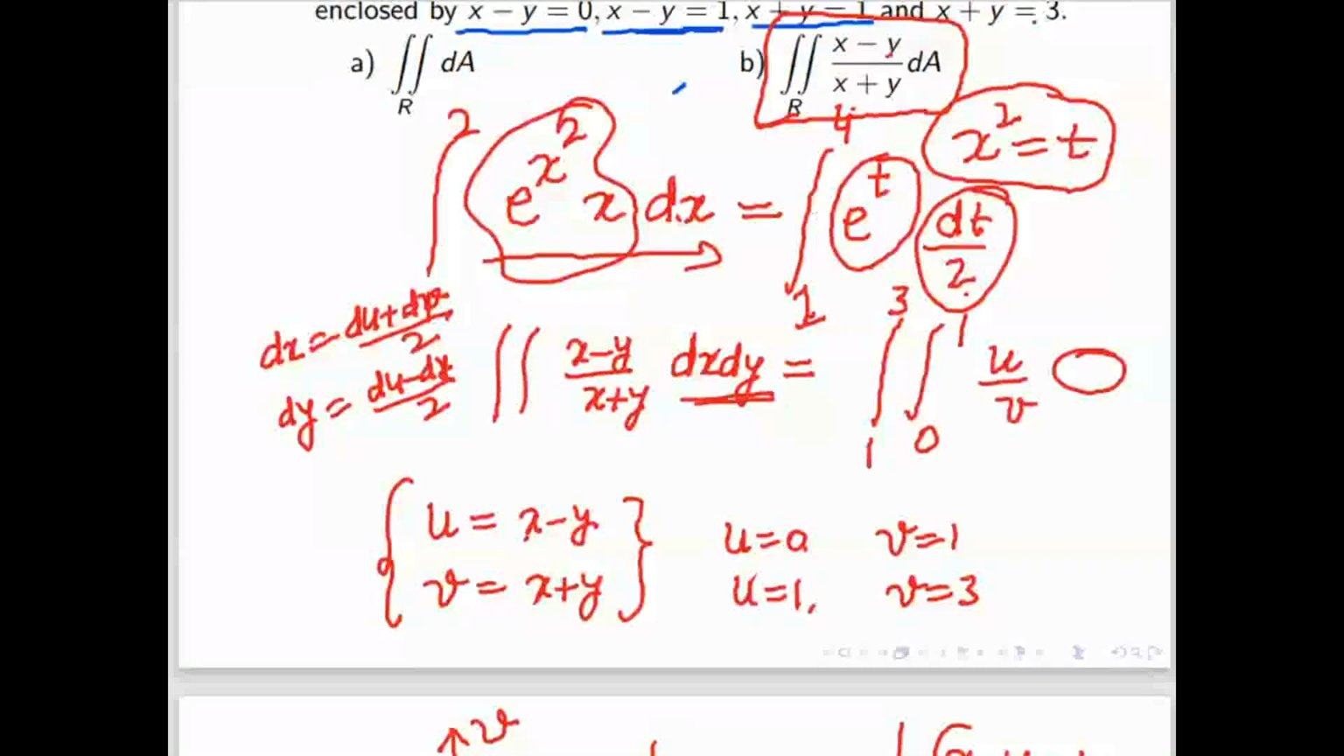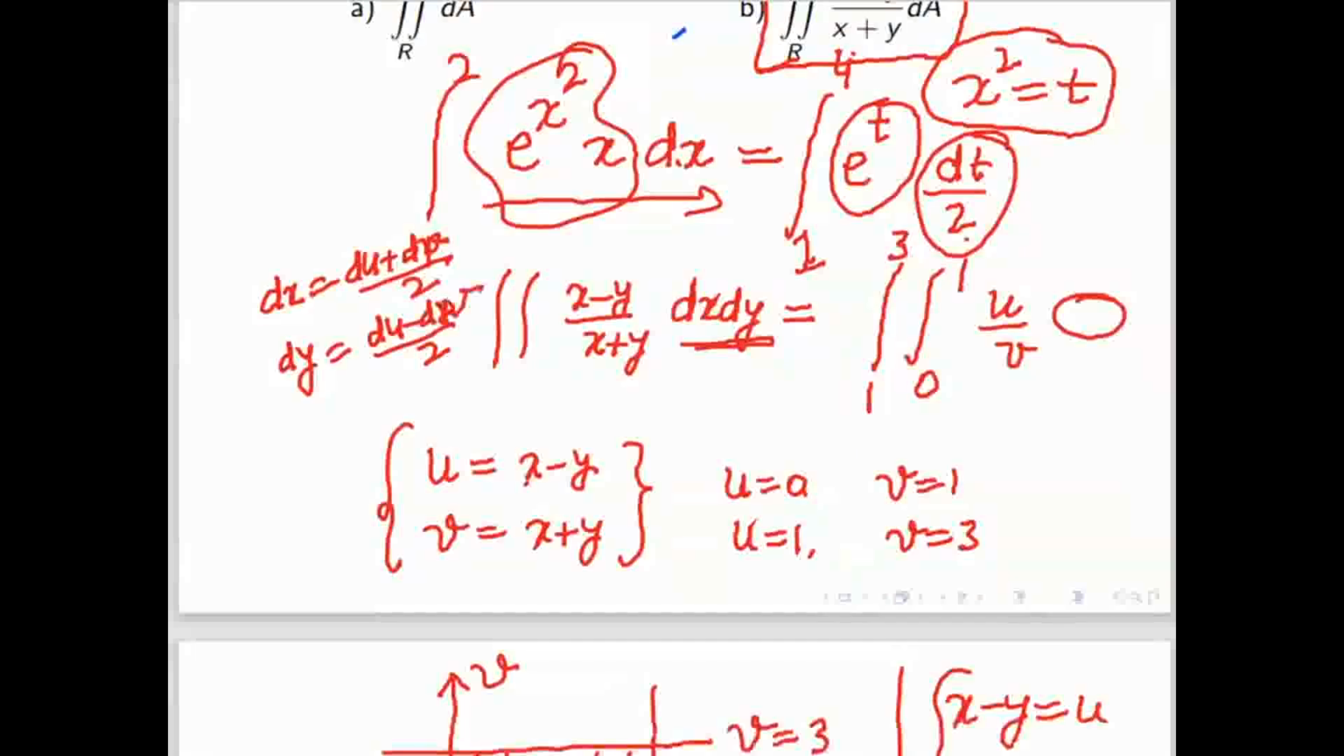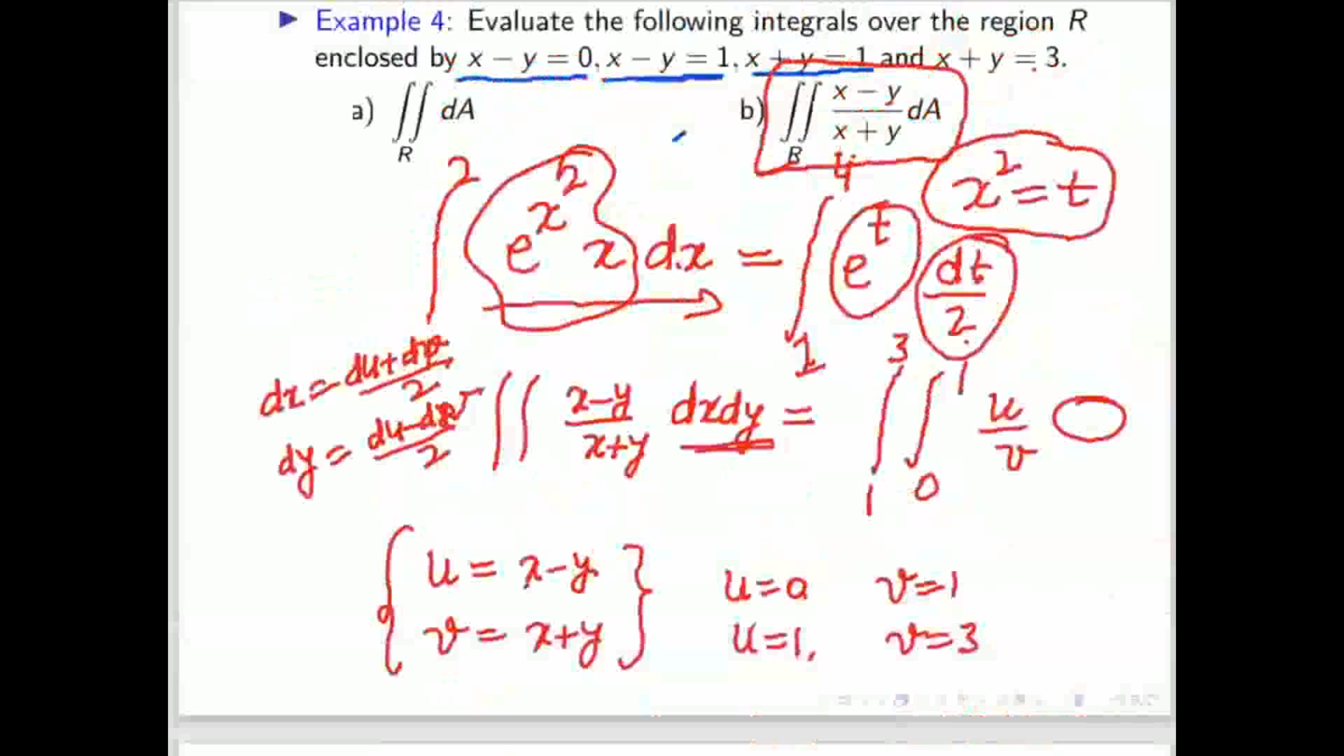It will come something du square, something dv square, and minus du dv plus du dv, so it will cancel out. So what you will get? du square minus dv square, by 4. By 4, sir? Yeah, by 4.